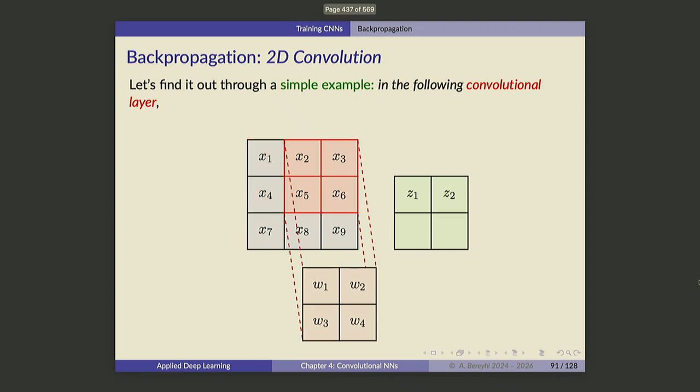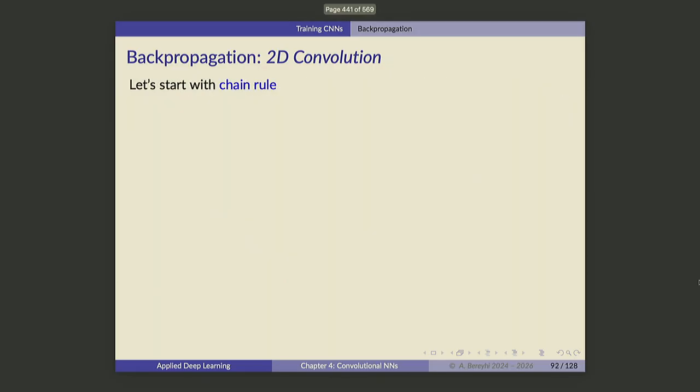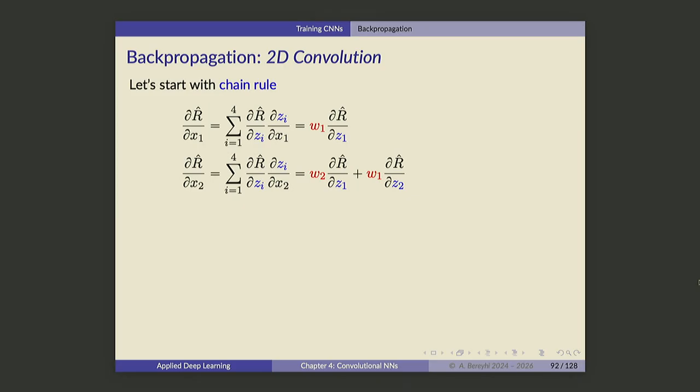The gradient of r hat with respect to z2, the gradient of z2 with respect to x1. What is it? It's 0. Why? x1 is not showing up in the computation of z2, right? What about z3? 0. What about z4? Again, 0, right? So this guy is 0, the next guy is 0, the next guy is 0, right? And if you write down the chain rule, then you're going to have the same thing: w1 times the gradient of r hat with respect to z1, right? Everybody's cool?